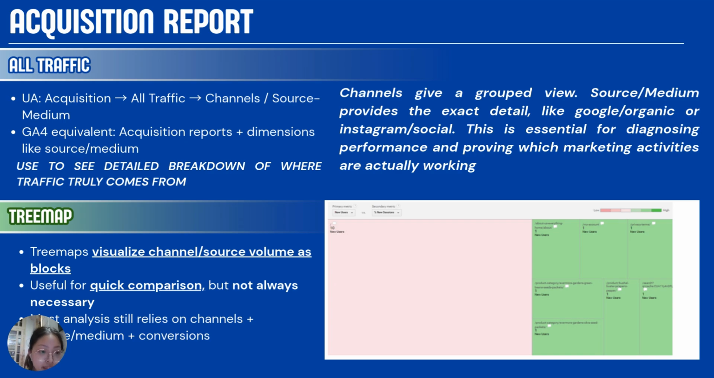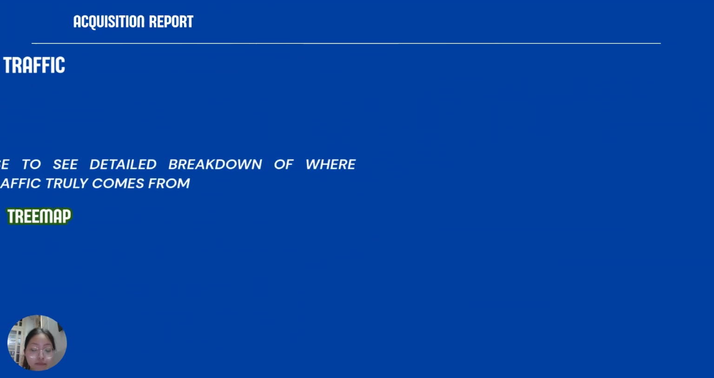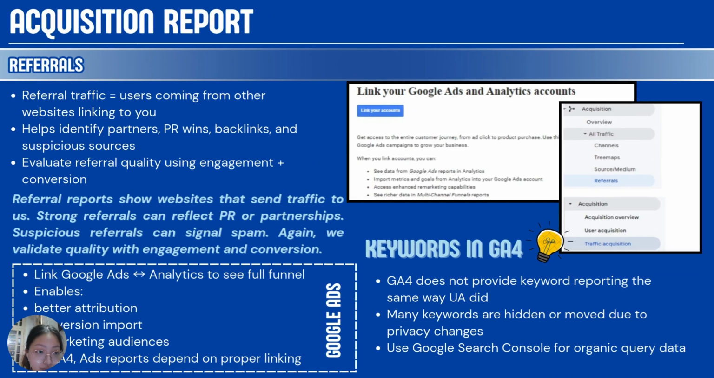For the tree map here, this visualize channel or source volume as blocks. This is useful for quick comparison, but not always necessary. Most analysis will still rely on channels plus source and medium plus conversions.